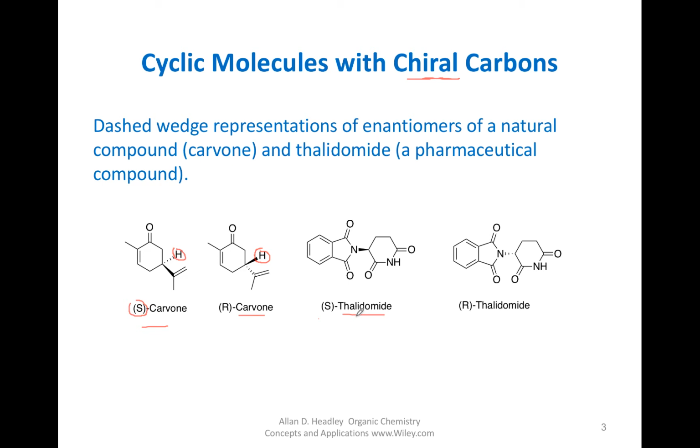And of course, back in the 50s and 60s, we had a lot of incidents that were very unfortunate, and those babies were called thalidomide babies. So if you have time, go on Google and check out thalidomide babies. And it was caused primarily by one enantiomer here that caused the problem.